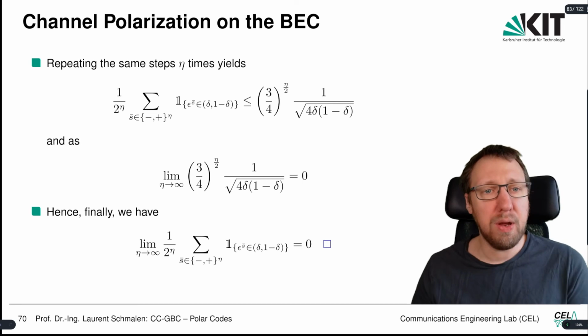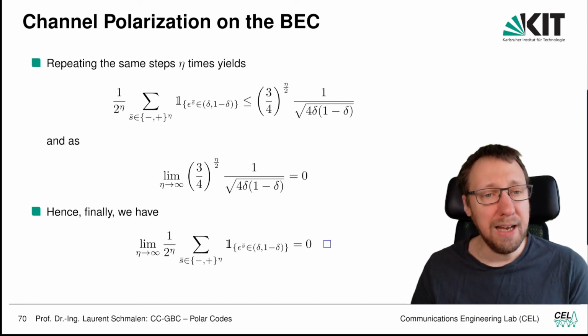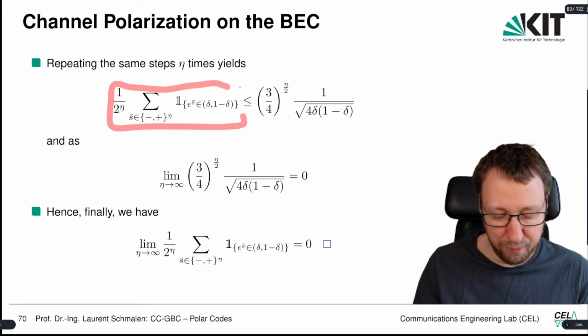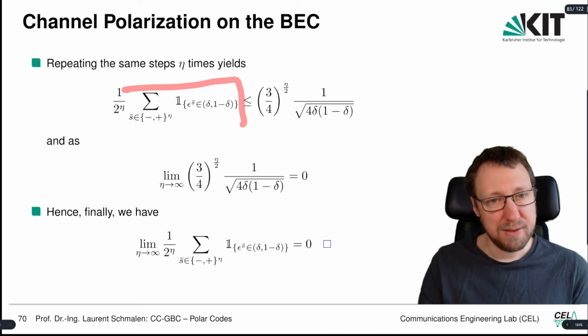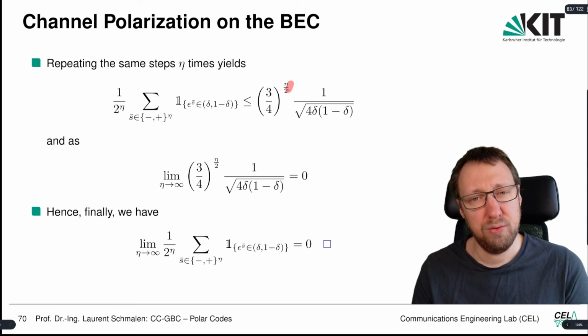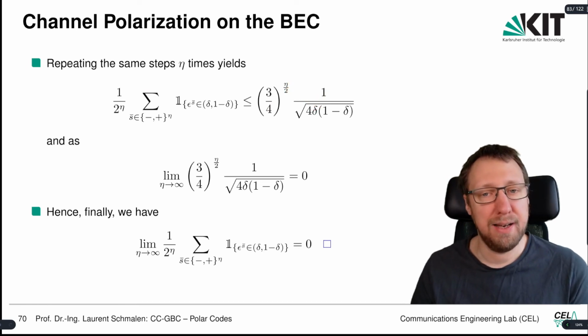So now we can repeat the step multiple times. And in the end of the day, we get the following. We get the fact that this sum, if we repeat this eta times, is equal to 3 over 4 to the power eta divided by 2 times 1 over square root of 4 delta times 1 minus delta.